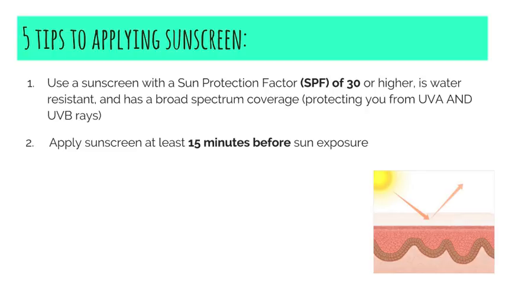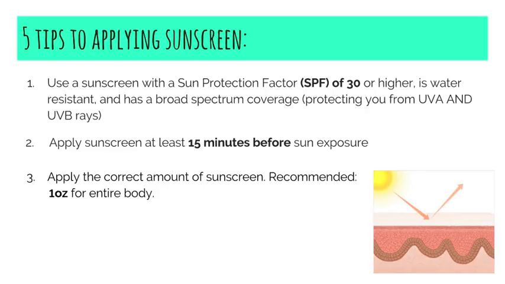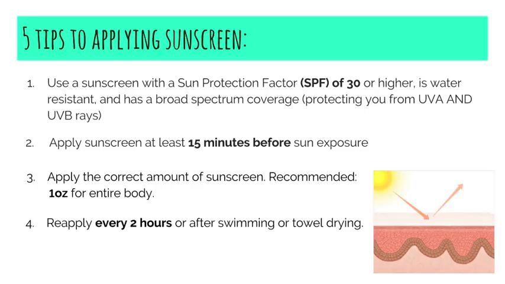2. Apply sunscreen at least 15 minutes before sun exposure. 3. Apply the correct amount of sunscreen. The recommended amount is 1 ounce for the entire body. 4. Reapply every 2 hours or after swimming or towel drying. 5. Cover all exposed skin with sunscreen.